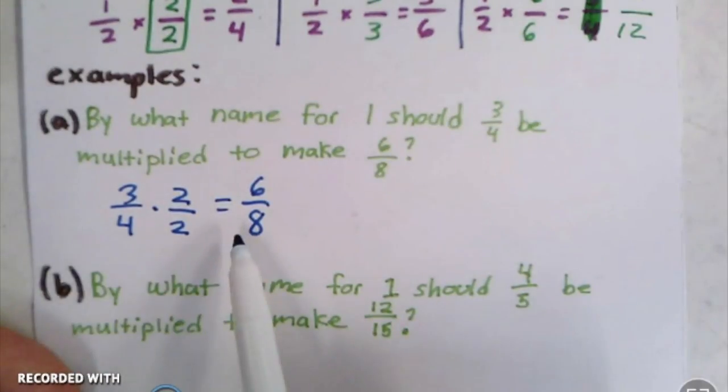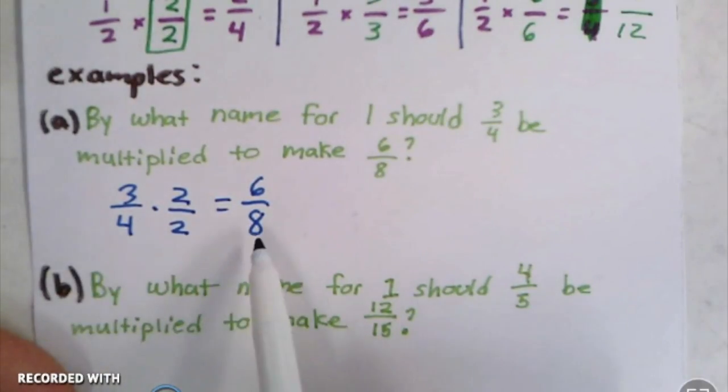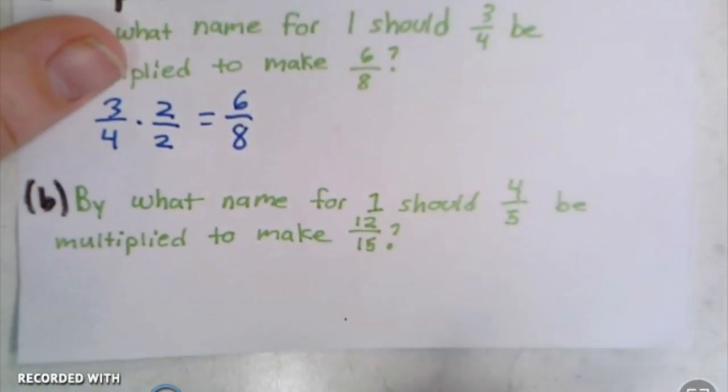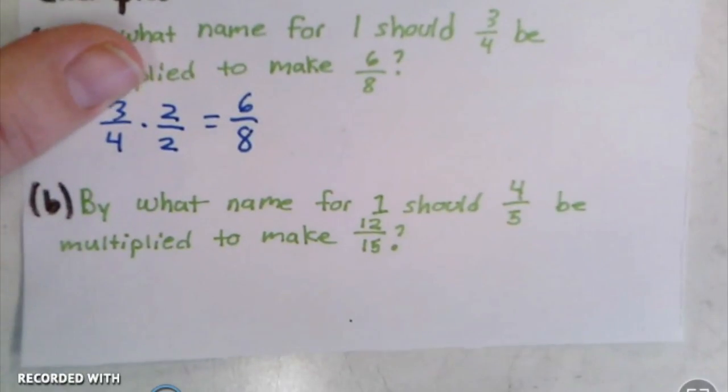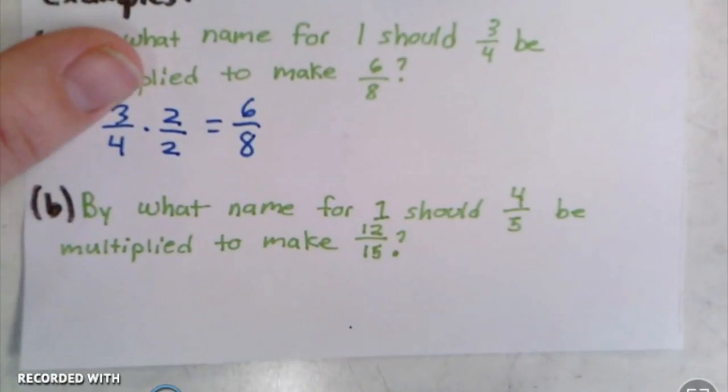If I wasn't sure of my multiplication facts, I could undo the multiplication with division and do 8 divided by 4 is 2. By what name for 1 should 4/5 be multiplied to make 12/15? Do that one on your own.